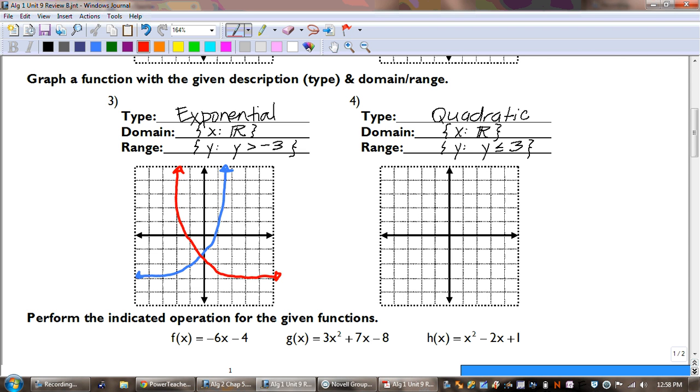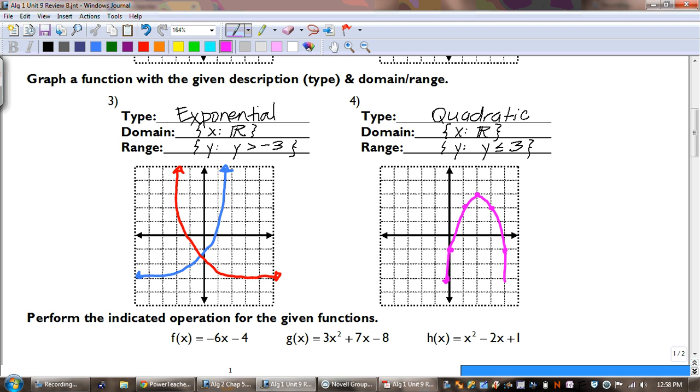All right, number 4. We have a quadratic. Our domain is all real numbers, and our range is less than or equal to 3, sorry. So at 3, it doesn't matter where you put it. I'm just going to put it right there. I need everything to be less than that. Okay, so if it's less than that, can my graph go up? No.